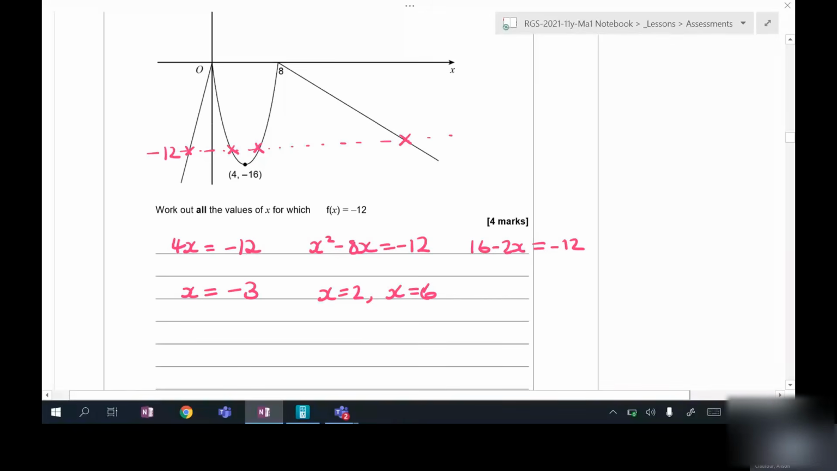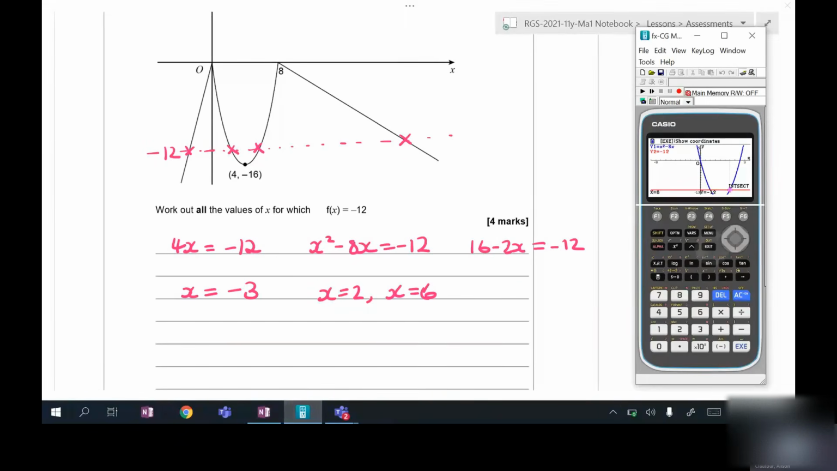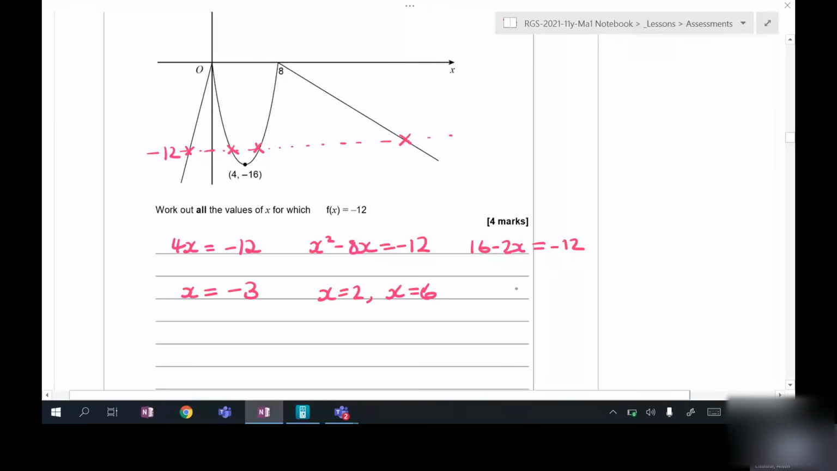16 minus 2x equals minus 12 is pretty easy to solve, but you could also do that one on your calculator if you wanted to. So 16 minus 2x, and then you've already got minus 12 on there. Make sure you scroll so you can see it. G solve, intersect, and that one will give you x equals 14.